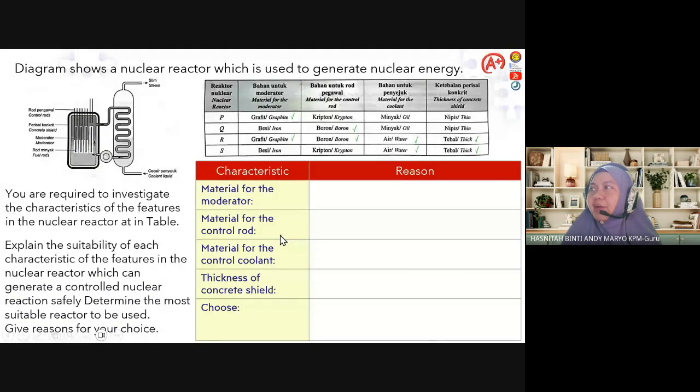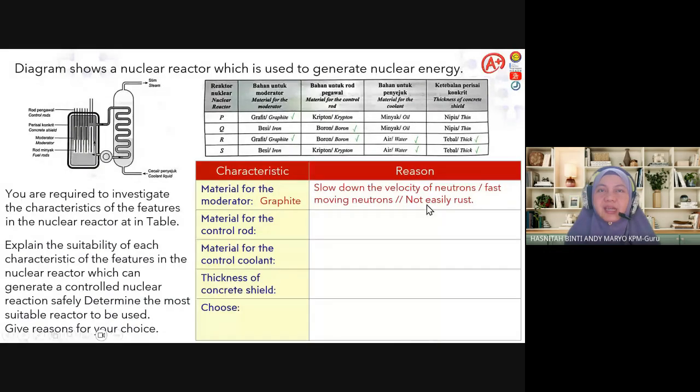So then we write all the characteristics. Material for the moderator, graphite. Why use graphite? It is used to slow down the fast moving neutron. Or you can say graphite does not easily rust. Okay, that is an additional answer. You can write for the reason. Okay, then material for the control rod, we choose boron. So what is the function of boron, student? To absorb excess neutrons or to control the rate of reaction.